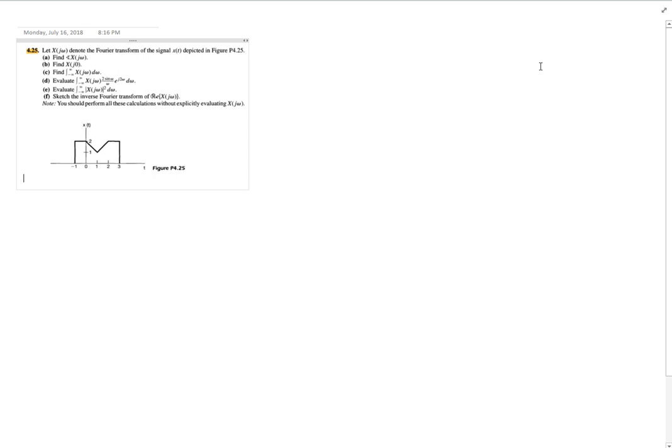First, let's look at the first question, question A. It asks us to find the phase of X(jω). First, we look at this x signal. It is not symmetric. It just needs to be shifted to the left by 1, and it will be a perfectly symmetric signal. Therefore, let's shift it to the left by 1.